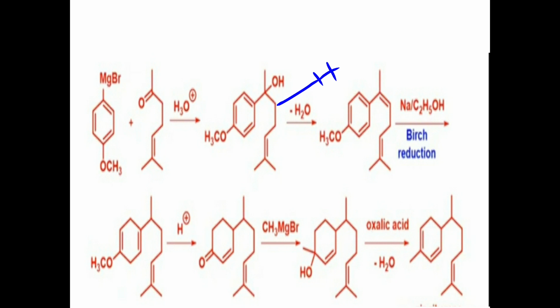which on dehydration forms a new double bond. By the loss of a water molecule, it forms a new double bond, which on reduction with sodium in ethyl alcohol forms a dihydro derivative. Sodium in liquid ammonia means Birch reduction. Birch reduction is a characteristic reaction of aromatic compounds.